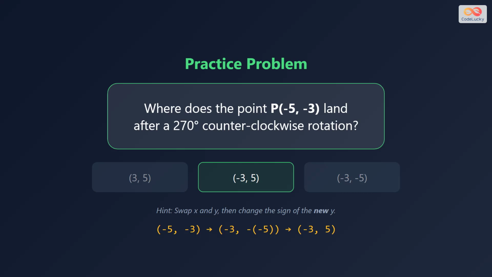Now test yourself. Where would the point (-5, -3) land after a 270-degree rotation? Remember to swap and then negate the new y value. The answer is (-3, 5).